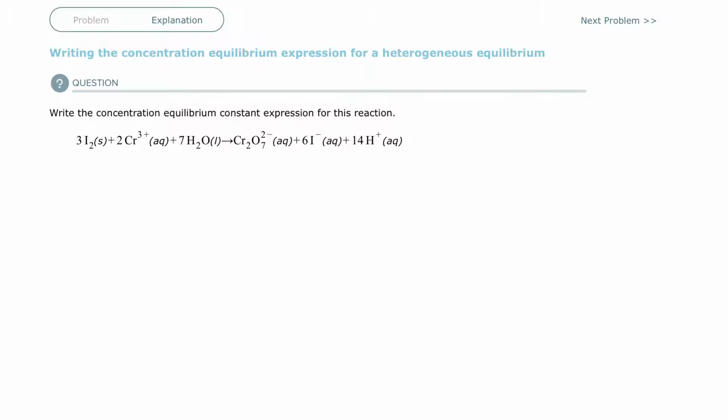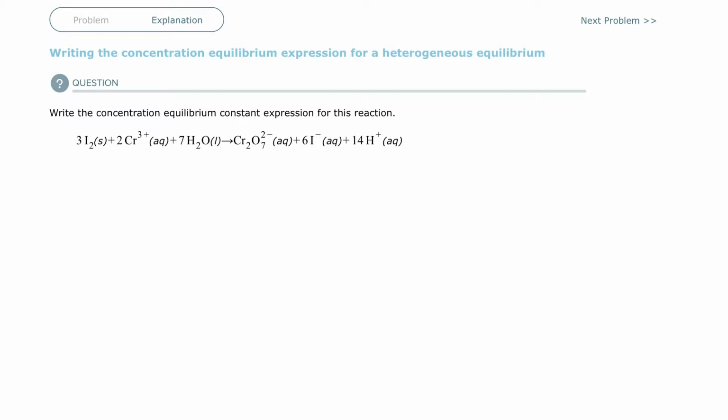Okay, so they gave you an ugly one just so that you can practice, but I don't think it's hard, it's just long. So we're going to look first at the products. Anything that's aqueous is fine, anything that's gas is fine. Do not include liquids or solids because they don't change. So I've got aqueous, aqueous, aqueous. Everything on top here would be included. On the bottom, I ignore the solid iodine, just act like it's not there. I ignore the water, act like it's not there, and the chromium 3 ion you would include.